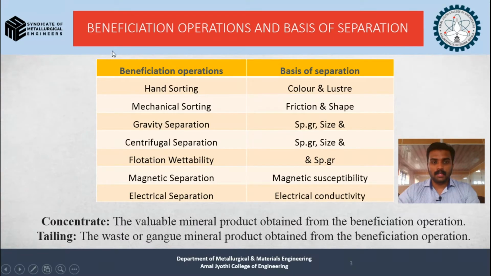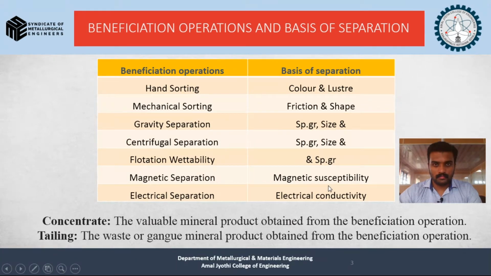So in this particular slide, we are going into beneficiation operation and its basic concepts, suppression concepts, and we have the table here. It is clearly mentioned what beneficiation operations we are doing and the basics of suppression. Here it is shown what are the factors, or otherwise what is the basis of the suppression process helping us for this beneficiation operation. For example, the first example, hand sorting. By the function of color and texture, we are sorting out the particle from the gangue material.